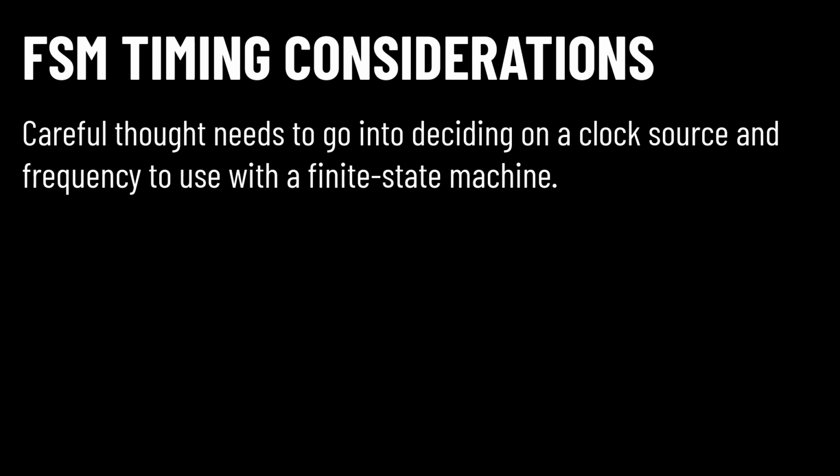When designing a finite state machine, consideration needs to go into the timing details of the clock signal. This video will explain issues that can occur with clock sources, including a discussion of clock speeds, different clock sources, and the use of asynchronous clock signals such as push buttons or keypads.